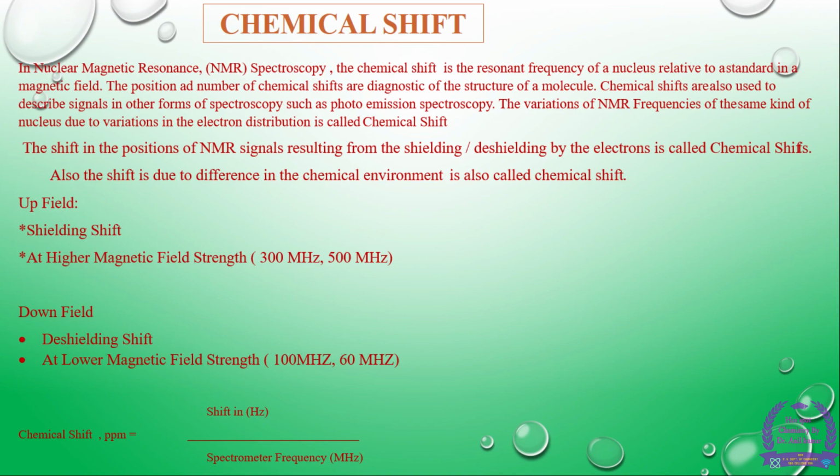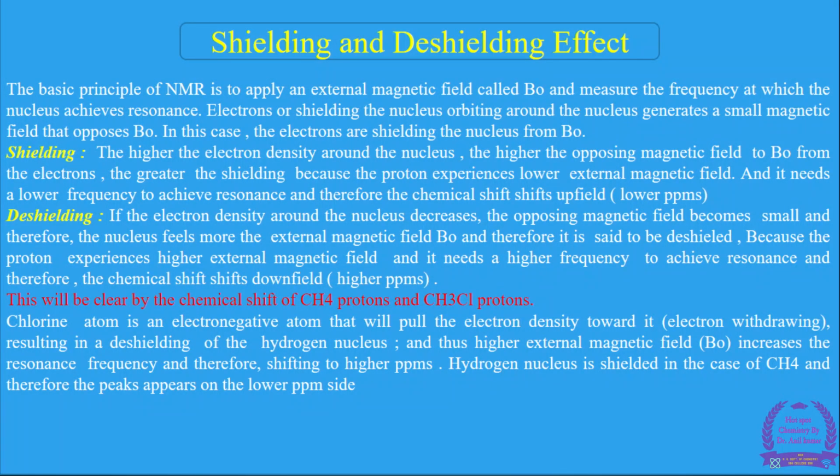Also, chemical shift in ppm is equal to shift in hertz divided by spectrometer frequency in megahertz. The basic principle of NMR is to apply an external magnetic field, that is denoted by the B0, and measure the frequency at which the nucleus achieves resonance. Electrons orbiting around the nucleus generate a small magnetic field that opposes B0. In this case, the electrons are shielding the nucleus from B0.